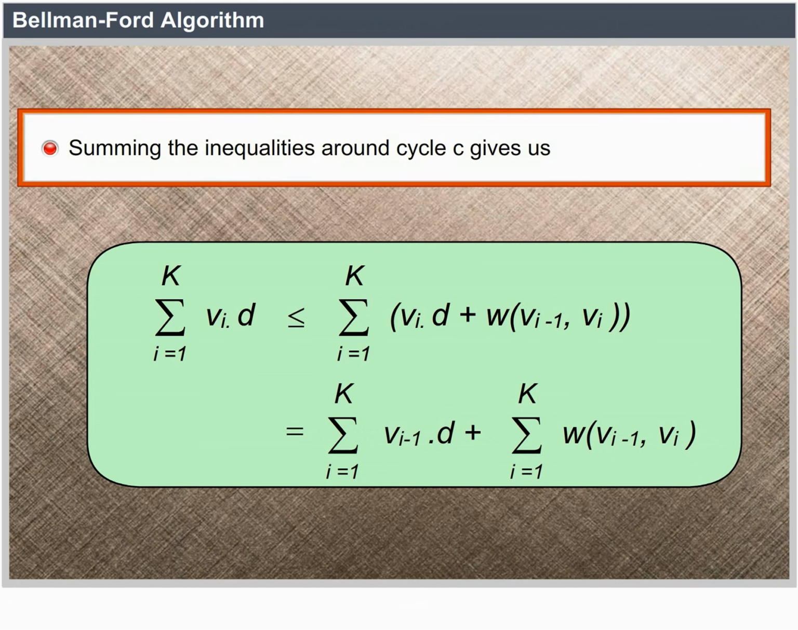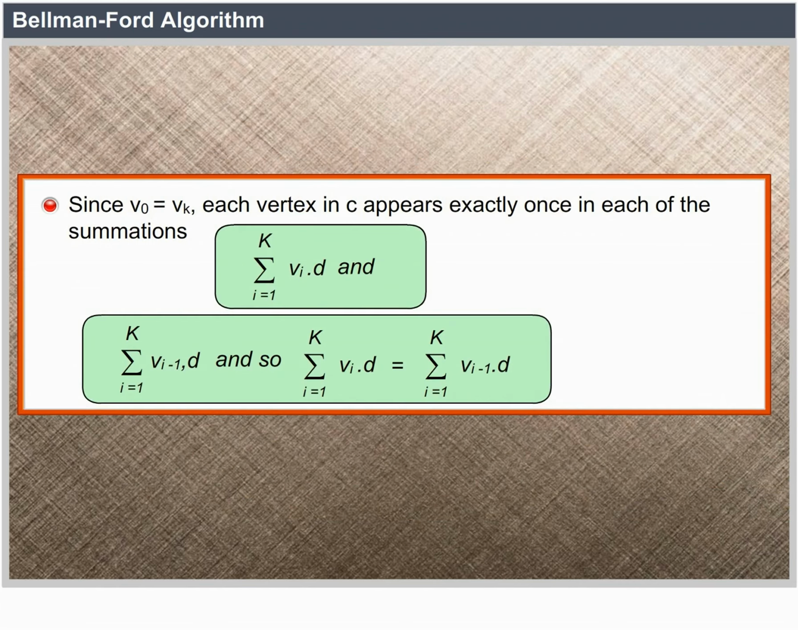Summing the inequalities around cycle C, as shown in this figure. Since v0 = vk, each vertex in C appears exactly once in each of the summations, the summation for i = 1 to k of v_i.d and the summation for i = 1 to k of v_{i-1}.d. And so the summation of v_i.d equals the summation of v_{i-1}.d.